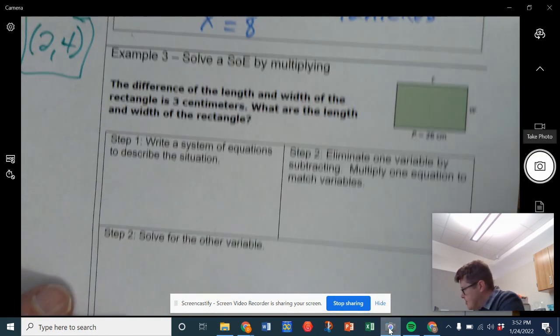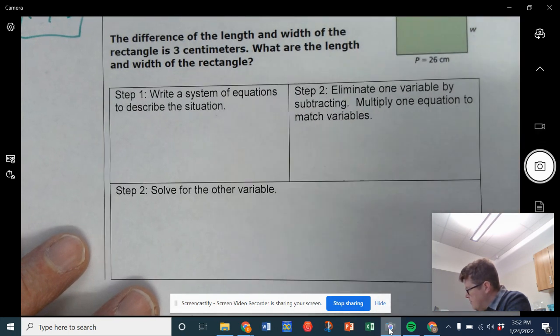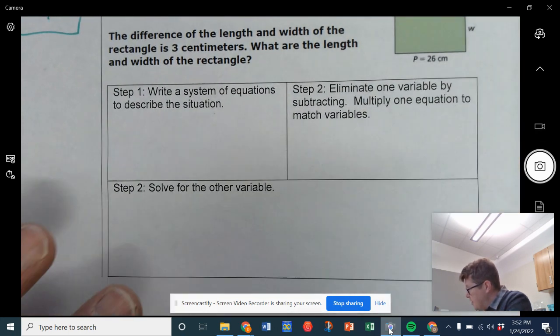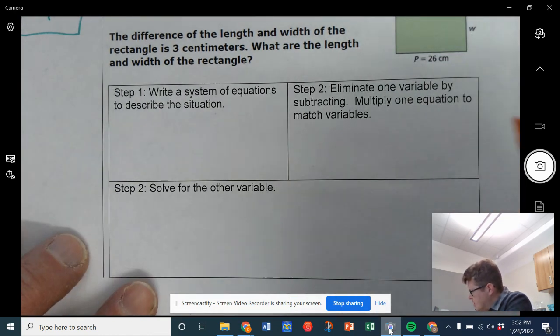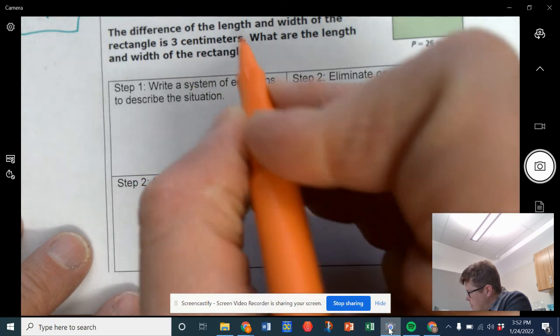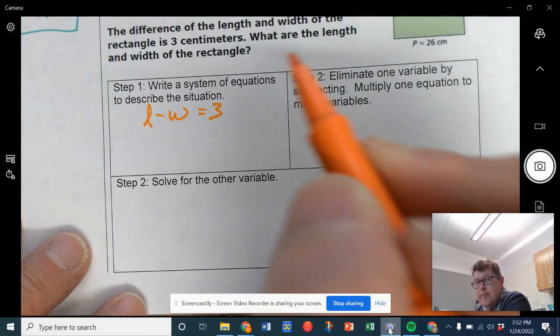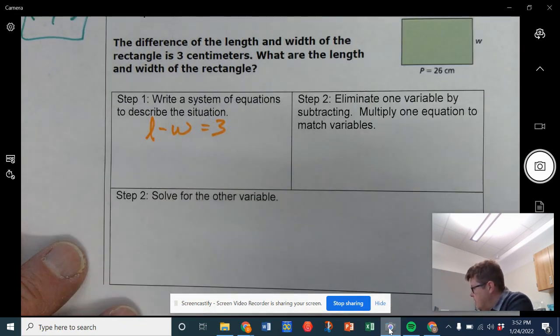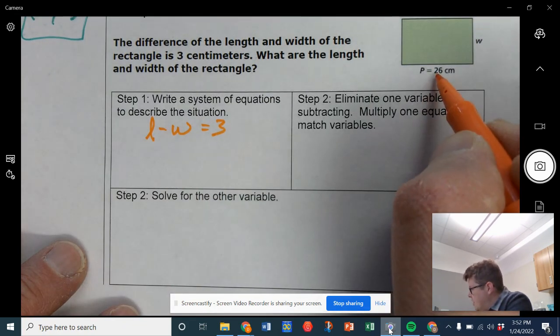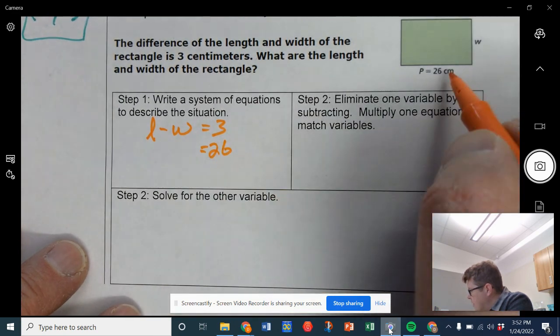Okay, so we've got our length and our width, so we've already got our variables defined, right? L equals length, W equals width. So we have the perimeter is 26. So the difference of the length and width of the rectangle is 3 centimeters. So we can basically say length minus width equals 3. That's our first equation. And then our second one, we have it set up as our perimeter. So we know it's going to be perimeter of 26.